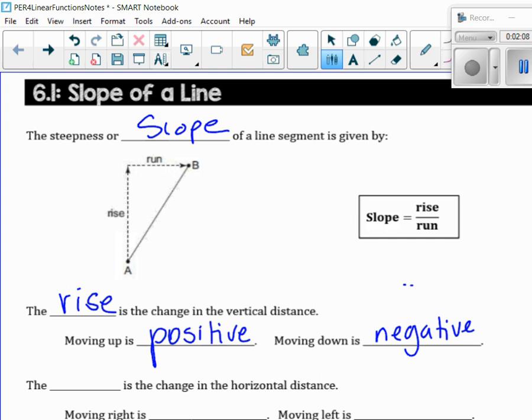Okay, the run is the change in the horizontal distance. Moving right, would that be positive or negative? Positive. And moving to the left, negative. Think about getting somewhere. If you're reading from left to right, if you're going to the right, you're getting closer to it. If you're going to the left, you're getting farther away. Does that make sense why these are the signs they are?